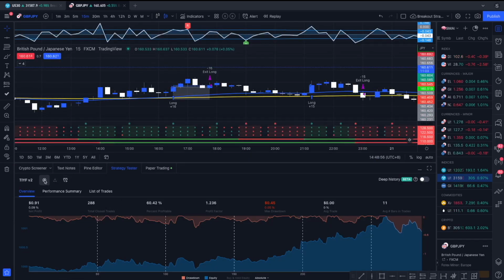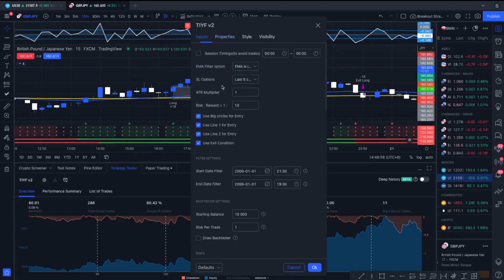Just to prove that I'm using the right settings, we are choosing that the EMAs are in order. Our stop loss option is the low or high of the last five candles. We are using no risk reward. I just set that to a high amount, so it's using the exit condition.